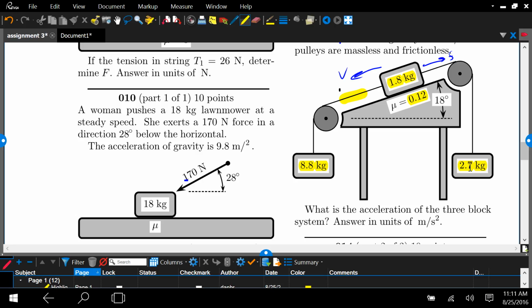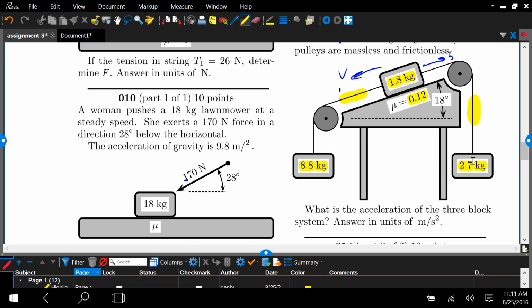If you pulled both of your friends, you'd have to pull hard enough to get both of them moving. If you look at the other rope, the rope over here, this rope only has to pull hard enough to get the 2.7 kilogram block moving. So it doesn't have as much mass resisting it. It doesn't have as much inertia to overcome. And so it's not going to have as much tension in order to get the same kind of acceleration.